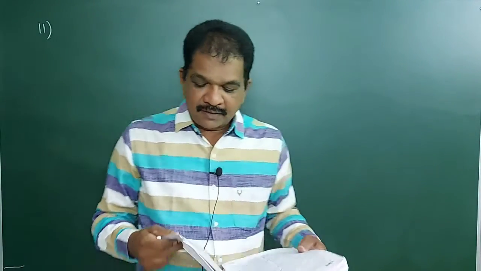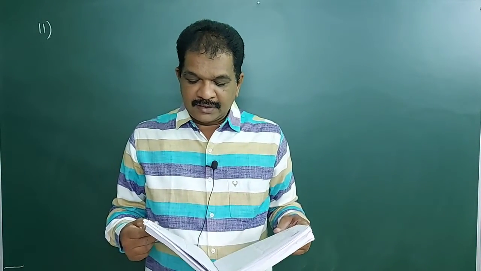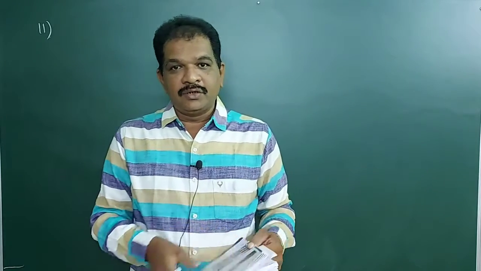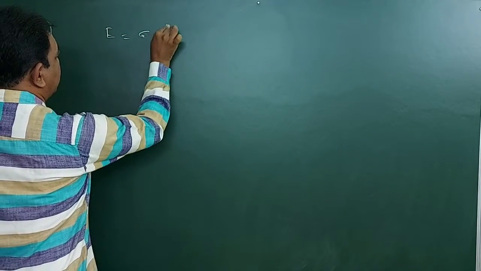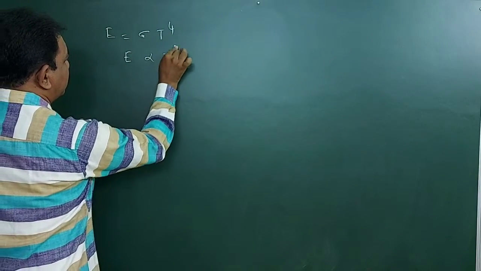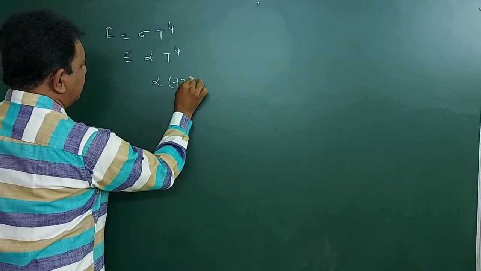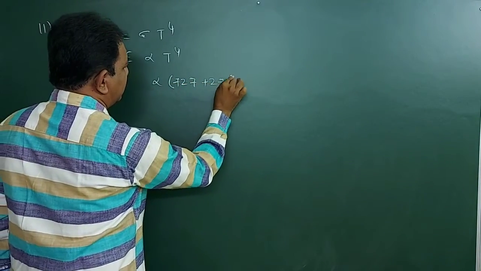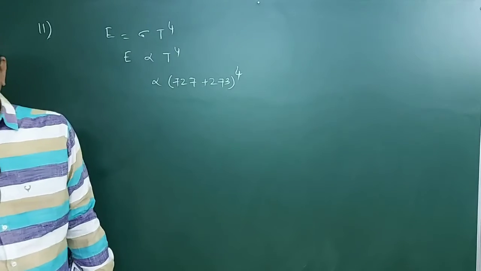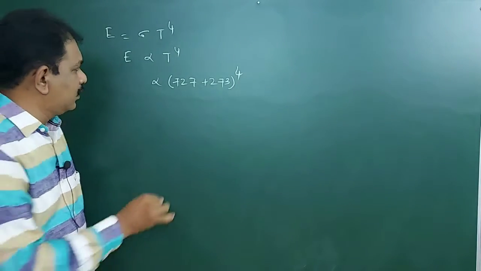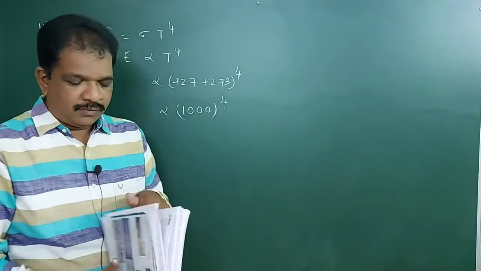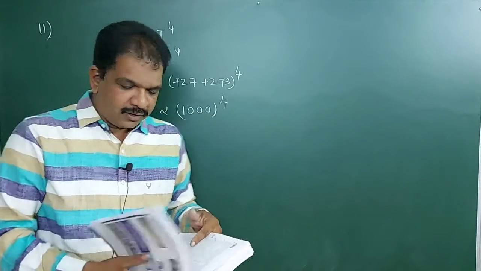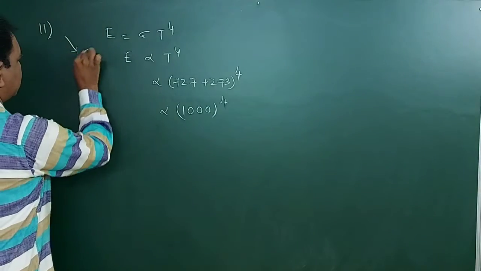What they gave: a black body is at 727 degrees centigrade. It emits energy at a rate proportional to the energy emitted by it, E is equal to sigma T power 4. So E is proportional to T power 4. This is 727 in degrees centigrade. Convert that into Kelvin, so 727 plus 273. So this value will be proportional to 1000 power 4. So for the 11th question, it will be the first option.